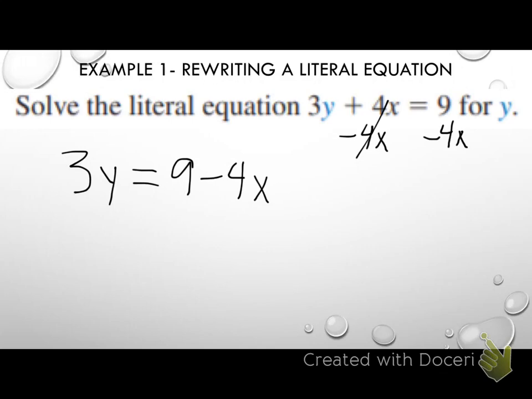Okay, y is still not by itself. So what would be my next step to get y by itself? Yeah, y is being multiplied by 3. So I've got to divide by 3. Now, on the right-hand side, when I divide that side of the equation by 3, every single term has to get divided by 3. Okay? So the 9 has to get divided by 3, and the negative 4x also has to get divided by 3. That's how we divide one side of the equation by a number. Every term has to get divided by that number.